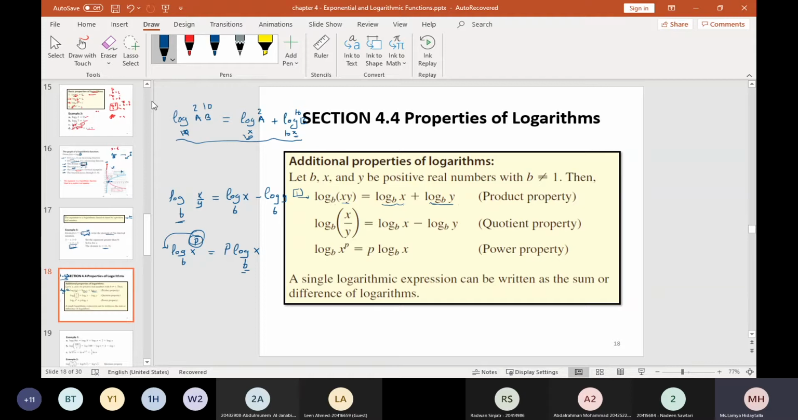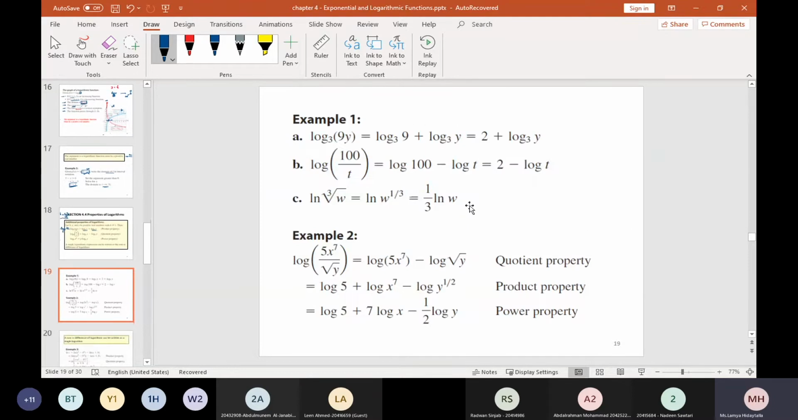Okay, so these are the properties. You have to know them, learn them; there is no proof here. You have to learn them by heart. Okay, clear, the three rules. Let's apply them in some examples.